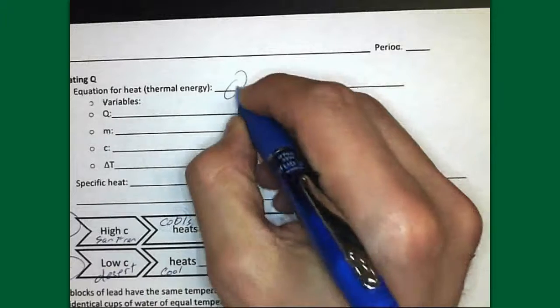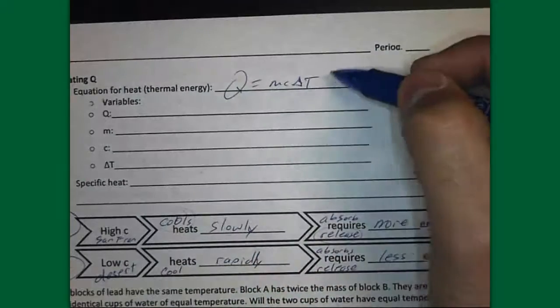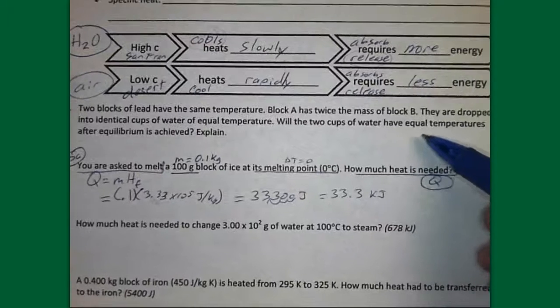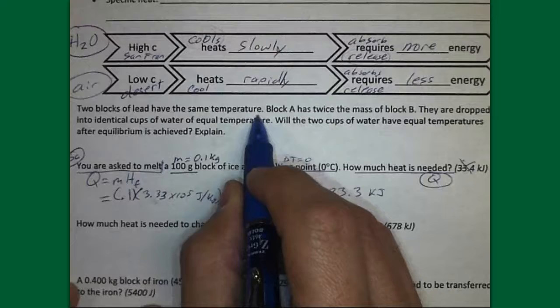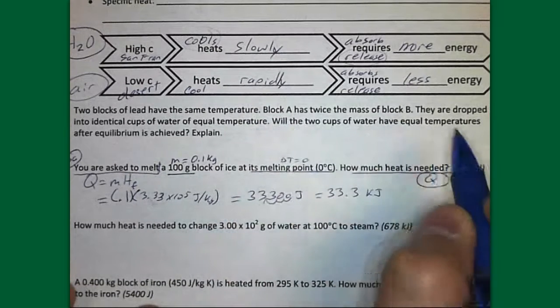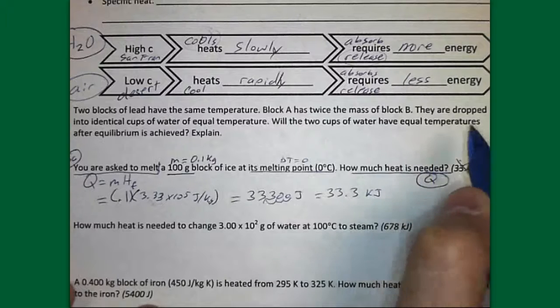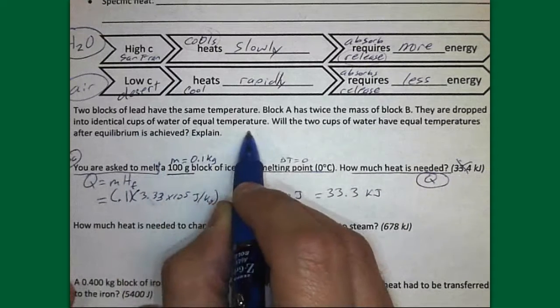Alright, so you should have written Q equals mc delta T here. And I want to think about that equation to answer this question. Think about this. You have two blocks of lead. They have the same temperature. We heat them up to the same temperature. Block A has twice the amount of mass that block B does. We drop them into identical cups of water of equal temperature and equal mass.